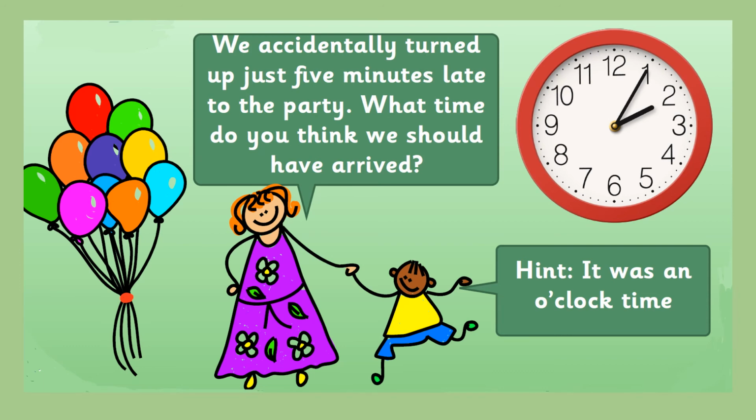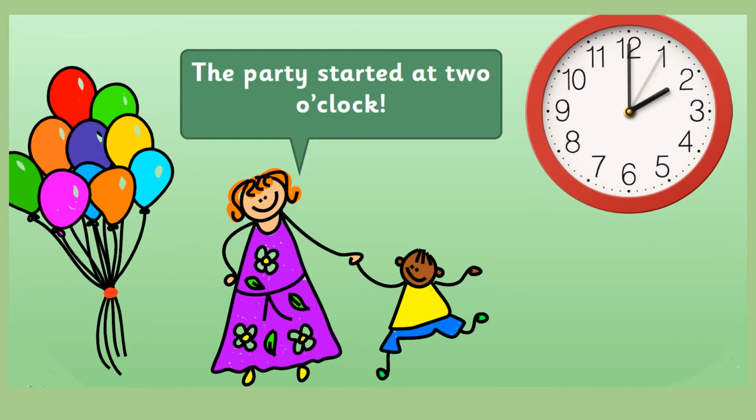Here we've got a clock in the corner showing a time. The lady is saying, we accidentally turned up just 5 minutes late to the party. What time do you think we should have arrived? And the little boy is saying, hint, it was an o'clock time. The party started at 2 o'clock. Did you get it right?